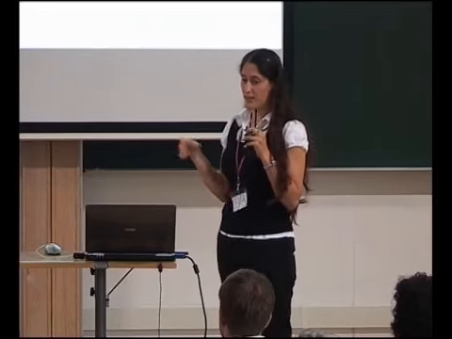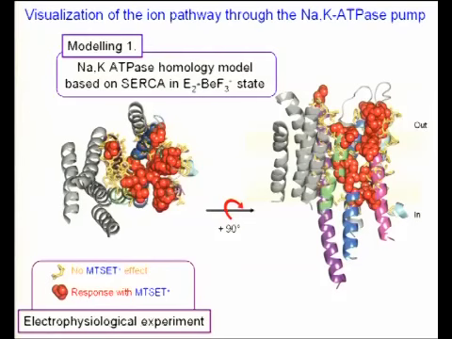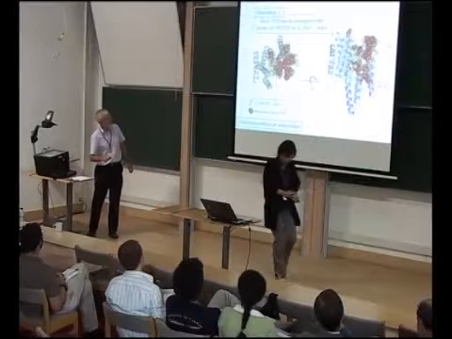So we define the model on the basis of a model error estimator that we found to control the error between the bidomain solution and the hybrid domain solution. By localizing this model error estimator, we can set up a model adaptivity strategy, building the hybrid domain model at each time step according to this estimator. This strategy is able to reduce the deviation from the bidomain that we could find with the monodomain, and allows us to save computational time.